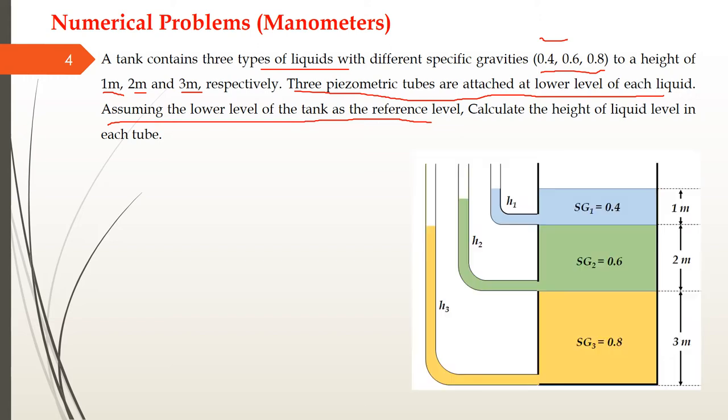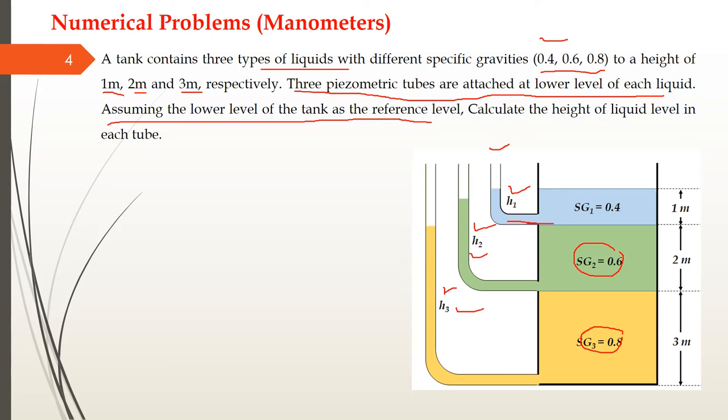So this will be the schematic for the problem. We have the three liquids in a tank, and the lower level of each liquid is connected to a piezometric tube. This is the first piezometric tube, and then the lower level of this liquid is connected to this tube, and similarly for the third liquid. What we have to do is find out H1, H2, and H3.